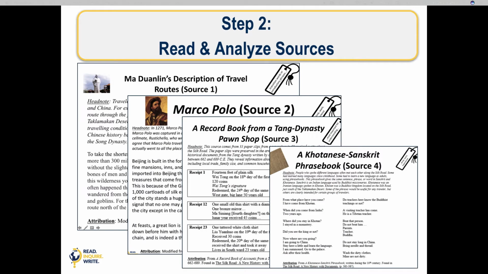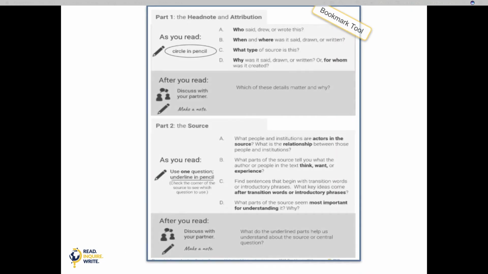Next, your teacher will provide you with the 4 different sources to read about the Silk Road. You'll use these sources to develop the argument you want to make about which sources are most reliable for learning about the museum's exhibit on the Silk Road.